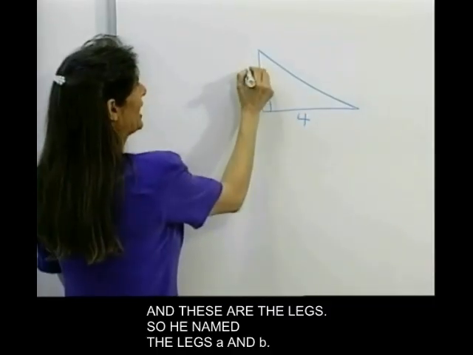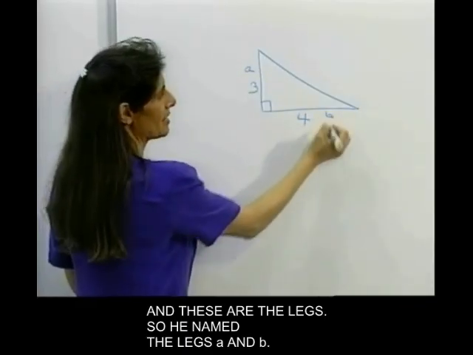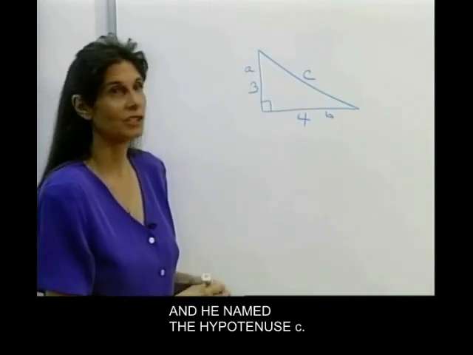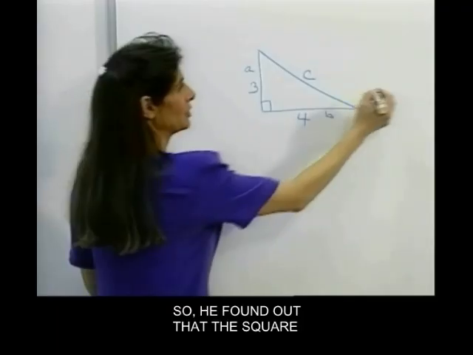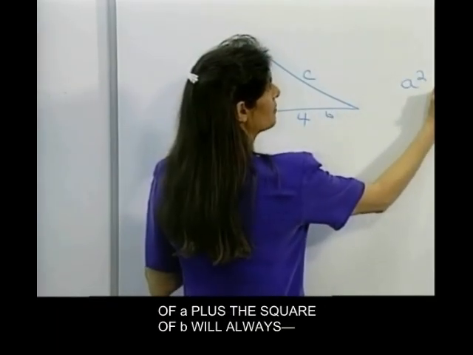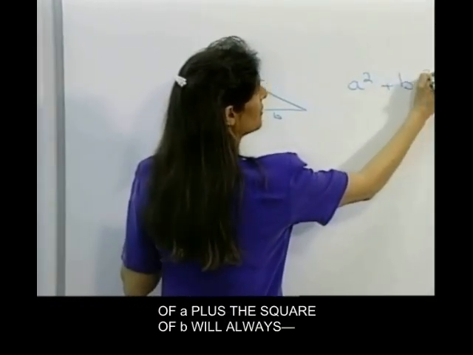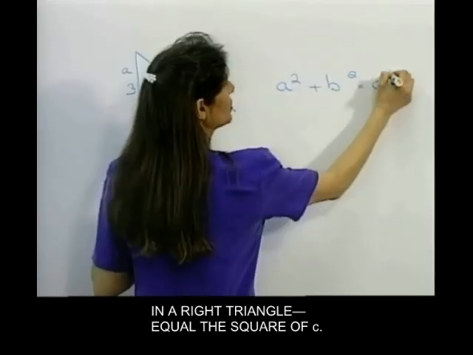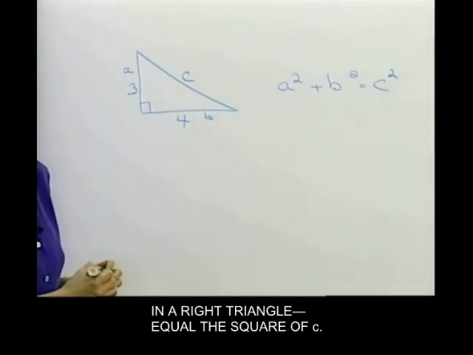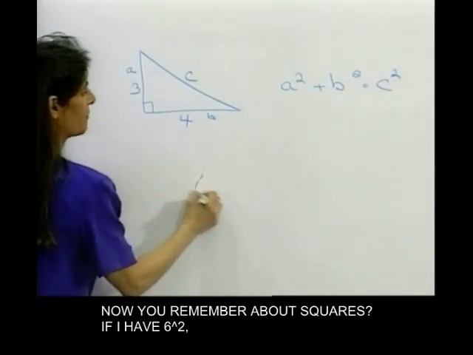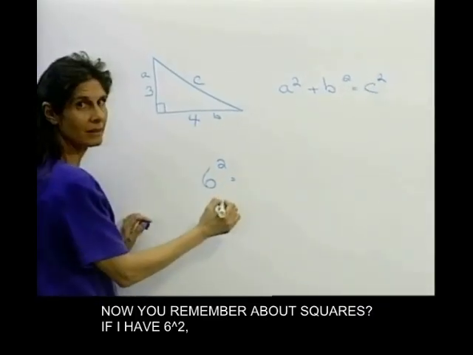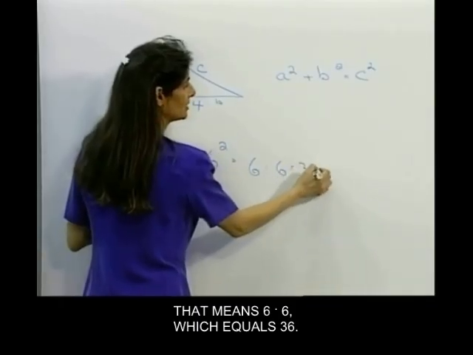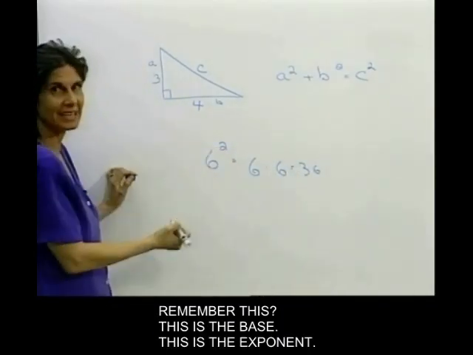So he named the legs A and B, and he named the hypotenuse C. So he found out that the square of A plus the square of B will always, in a right triangle, equal the square of C. Now you remember about squares? If I have 6 squared, that means 6 times 6, which equals 36. Remember this? This is the base, this is the exponent.